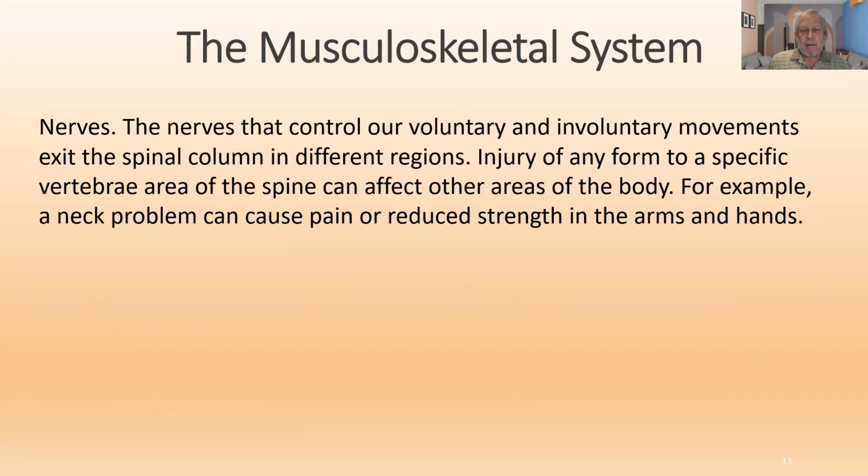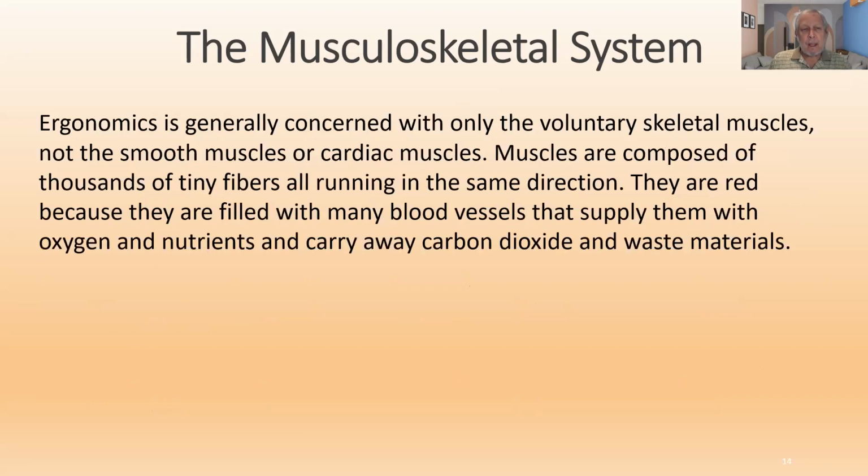Nerves. The nerves that control our voluntary and involuntary movements exit the spinal column in different regions. Injury from any form to a specific vertebrae area of the spine can affect other areas of the body. For example, a neck problem could cause pain or reduced strength in the arms and hands.